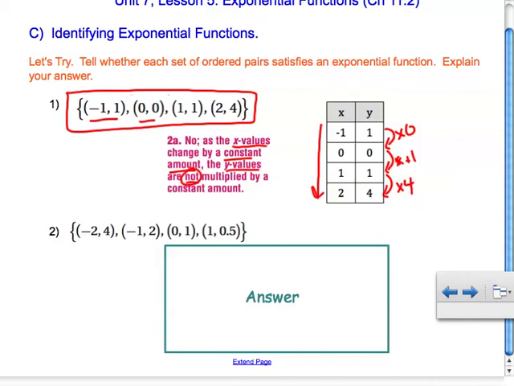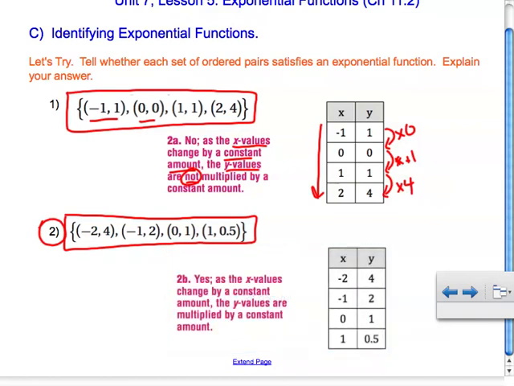Why don't you guys try the second one? Why don't you guys hit pause, put these into a table, see if you find anything interesting and come back. Okay, I assume you're back. This is what I have for an answer. I plugged my values into a table. The x values are going up by a constant amount, in this case 1.